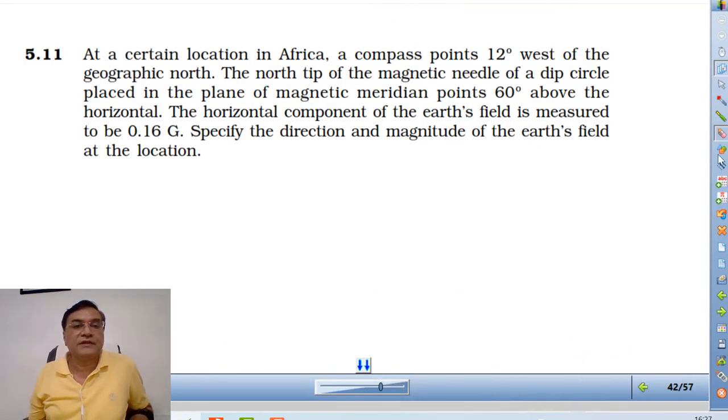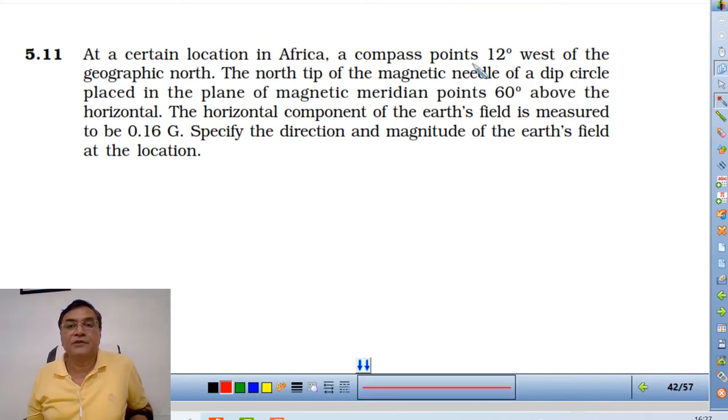So at a certain location in Africa, a compass points 22 west of the geographic north.